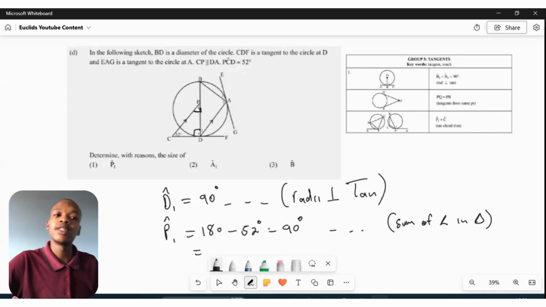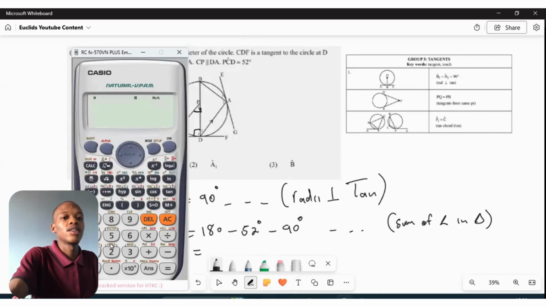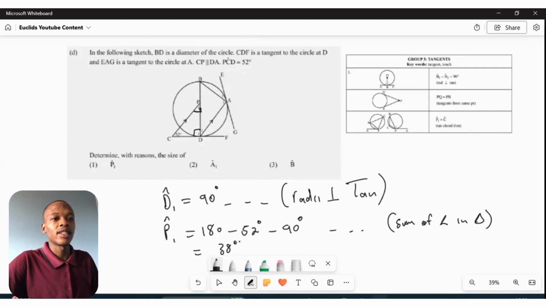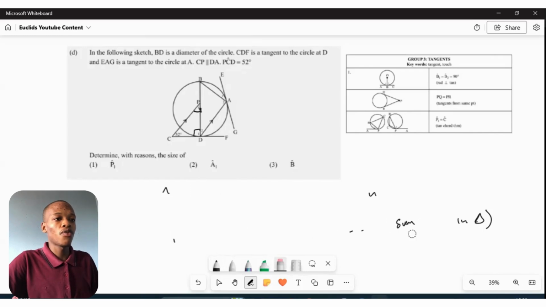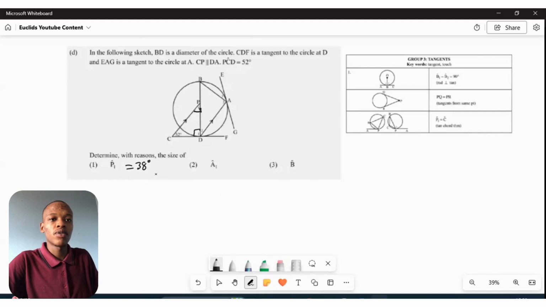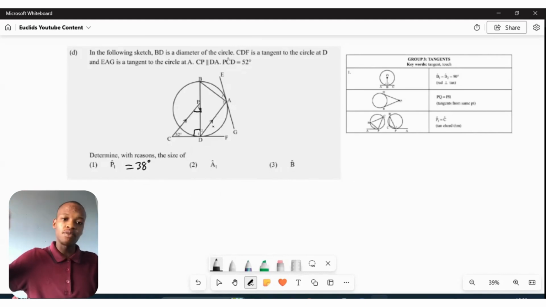All right, and then 180 minus 52 minus what? Let me bring out my calculator. 180 minus 52 minus 90, that is 38 degrees. So P1 is equal to 38 degrees. Now let's go for angle A1. What is A1? P1 is equal to 38, so we do not forget, because maybe we're going to use it. Whatever you have worked out on the previous question, you might use it on the following questions.